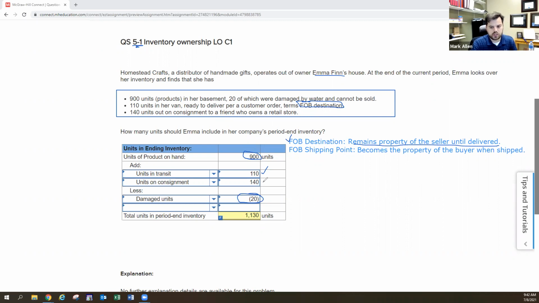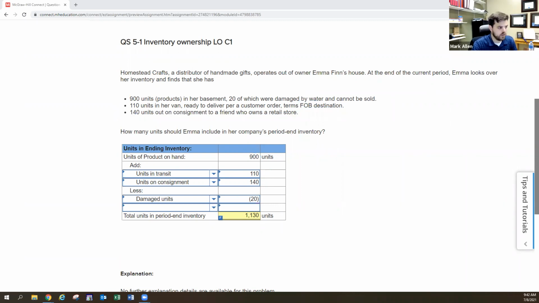And that's whose balance sheet they actually show up on. So in this case, we own these goods, presumably. They have been sent out to a friend who owns the store that's trying to sell them for us. So those are also included on our balance sheet in our inventory account. So then we simply add up 900 plus 110 is 1010 plus 140 is 1150 minus 20 is 1130. And that's how they're getting the 1,130 units here for the total units in inventory.